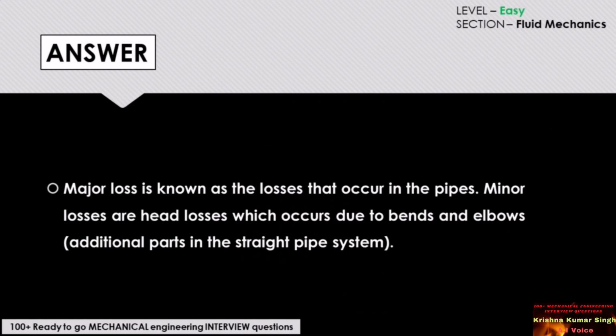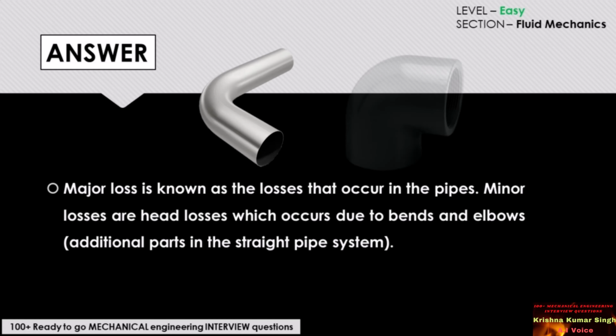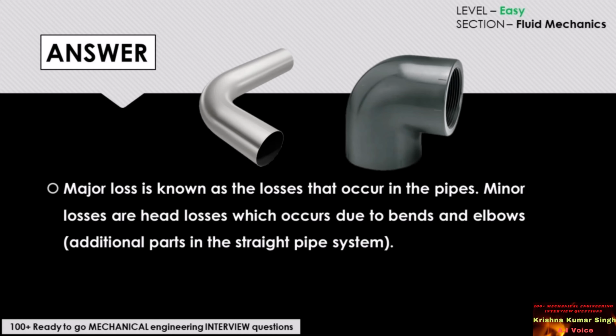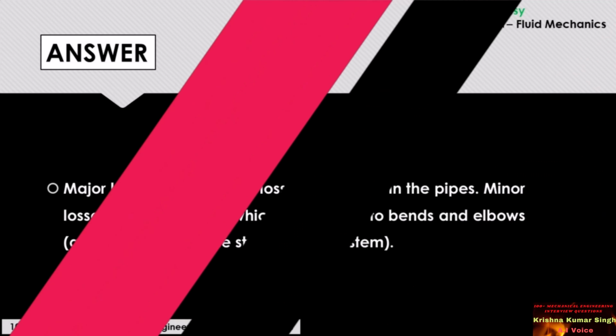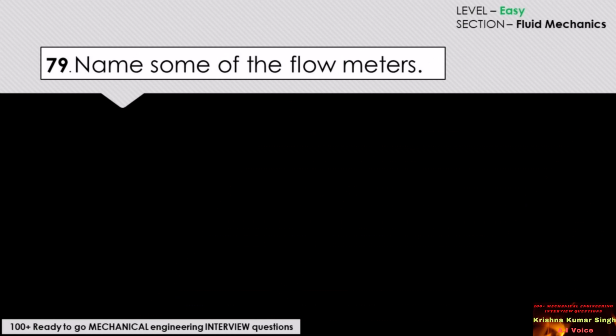The answer to this question would be: major loss is known as the losses that occur in the pipes. Minor losses are head losses which occur due to bends and elbows, that is, the additional part of the straight pipe system. Name some of the flow meters.